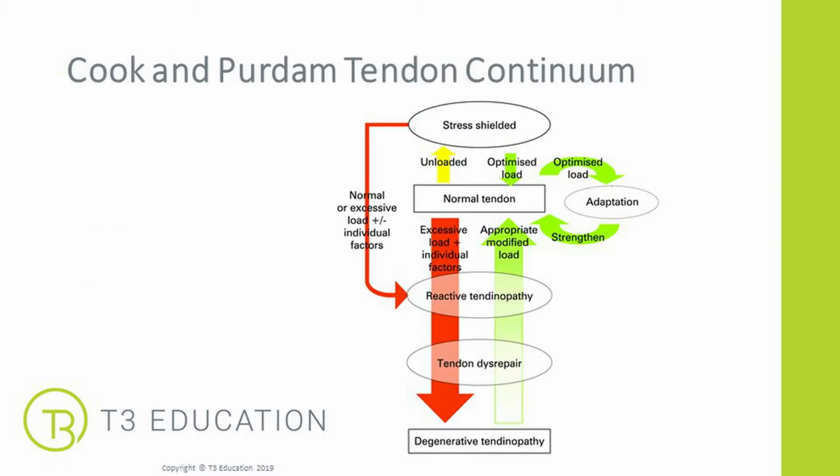This is the Cook and Purdom tendon continuum, and it was proposed that there's a continuum of tendon injuries caused by degeneration, so from overuse. They're divided into 3 clear stages, but as it's a continuum, clients may be going in between some of those stages or phases throughout their tendon injury experience. So let's break it down into the individual phases of this continuum.